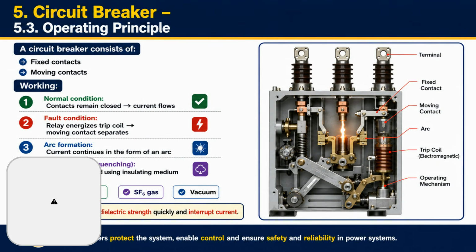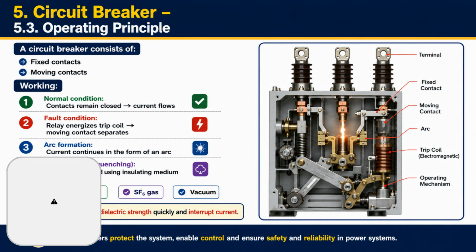A circuit breaker is a protective switching device used to interrupt the flow of current during fault conditions. It mainly consists of fixed contacts and moving contacts. During normal operation, the contacts remain closed, allowing current to flow continuously. When a fault such as an overload or short circuit occurs, the protective relay detects the fault and energizes the trip coil. This causes the moving contact to separate from the fixed contact.